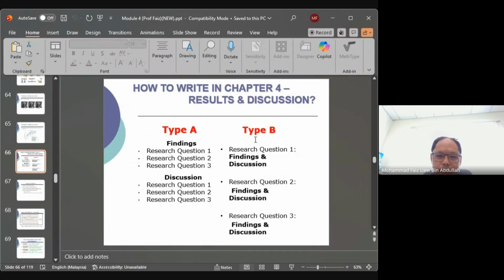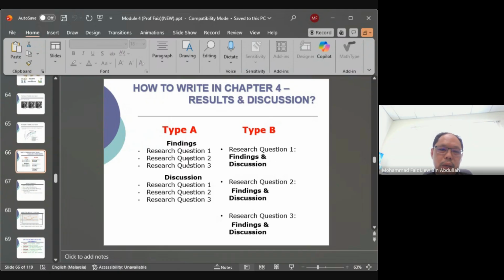You can see there are two types here, type A and type B. With type A, some students, when they write the thesis, want to present all the findings first. So you have research questions 1, 2, 3, you present all the findings, and only then do you discuss based on the questions or the graphs that you have shown. That is type A. But I like type B much better, because when you present one research question and its result, you straight away explain the finding and discussion.